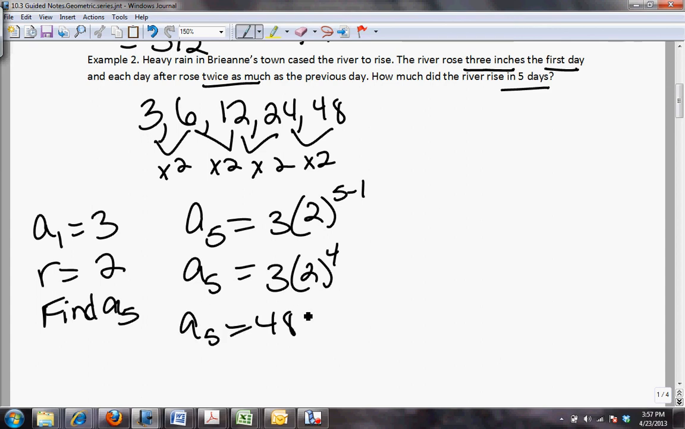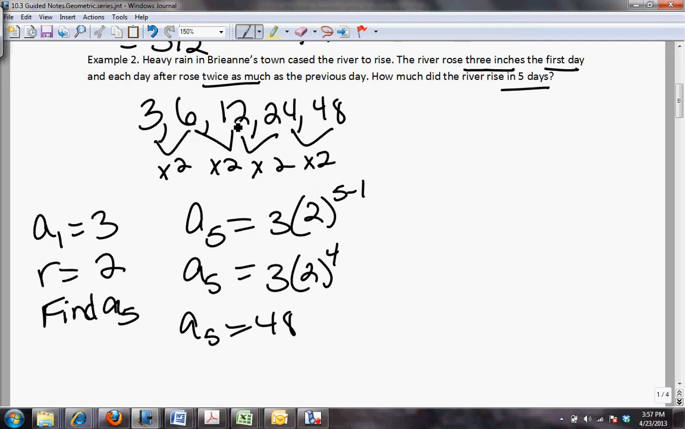So A5 is 48. But don't stop here. It didn't ask, and we have to be very careful, how much did the river rise in 5 days? Well, it did rise 48 on the 5th day, but that's not the total. The total that it rose would be all of these added together.